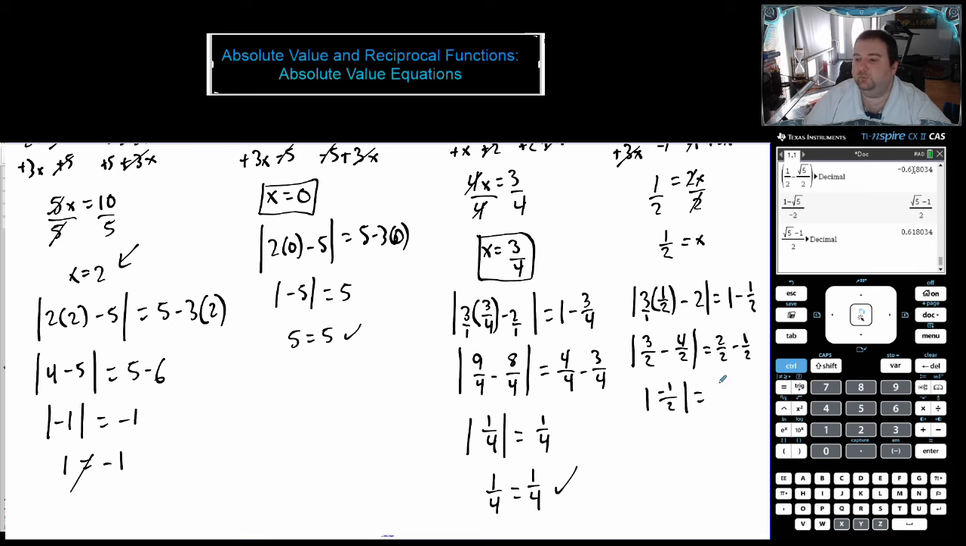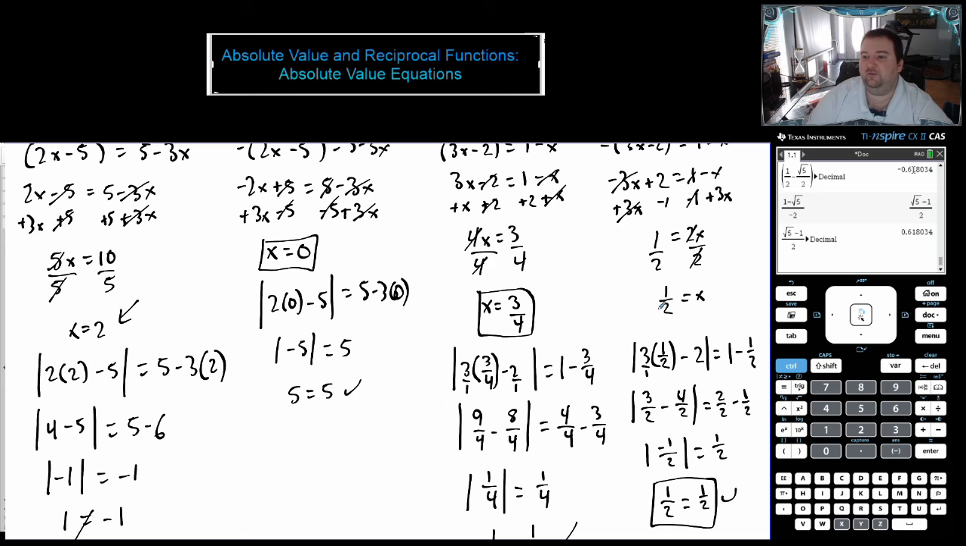And what's 2 minus 1? 1 over 2. What's the absolute value of negative 1/2? It's 1/2. Is 1/2 equal to 1/2? Yes. All right. So this one did not have an extraneous solution. Both of them were correct.